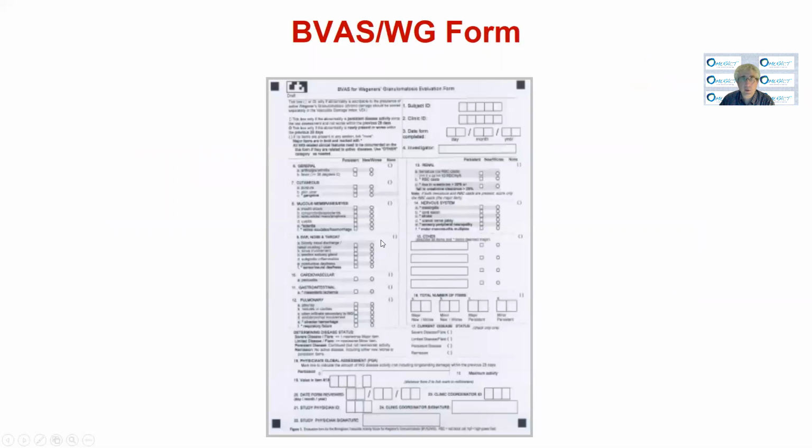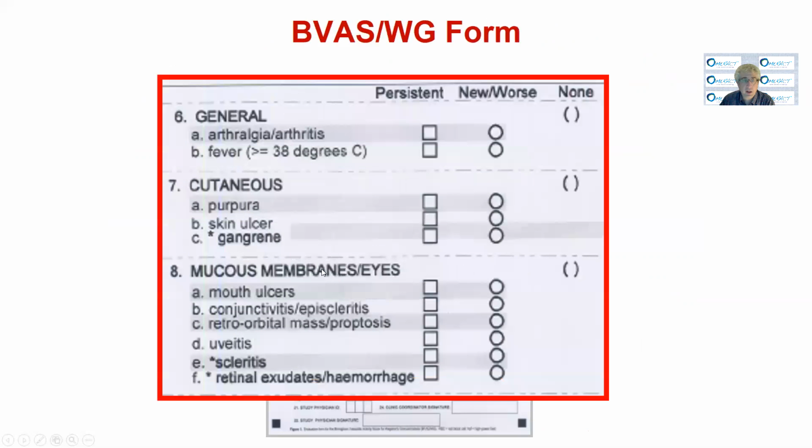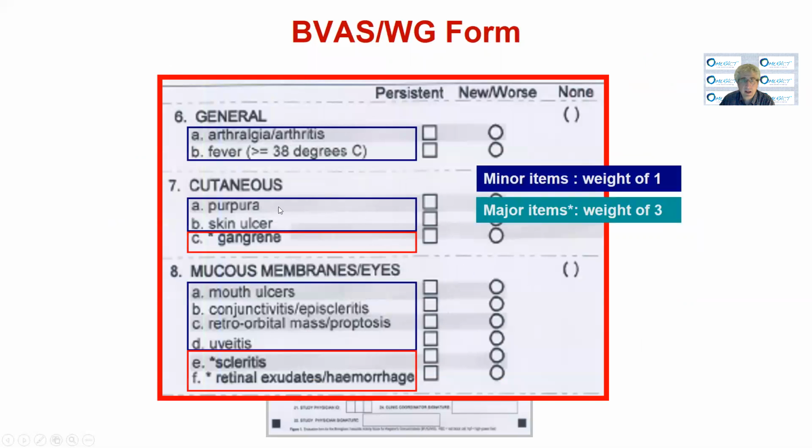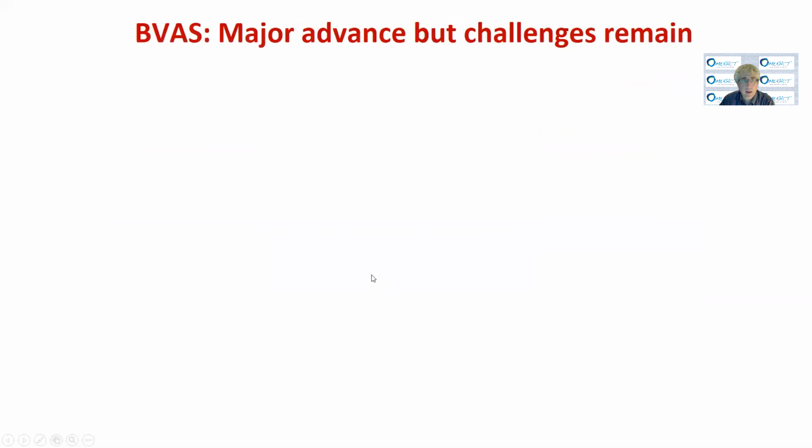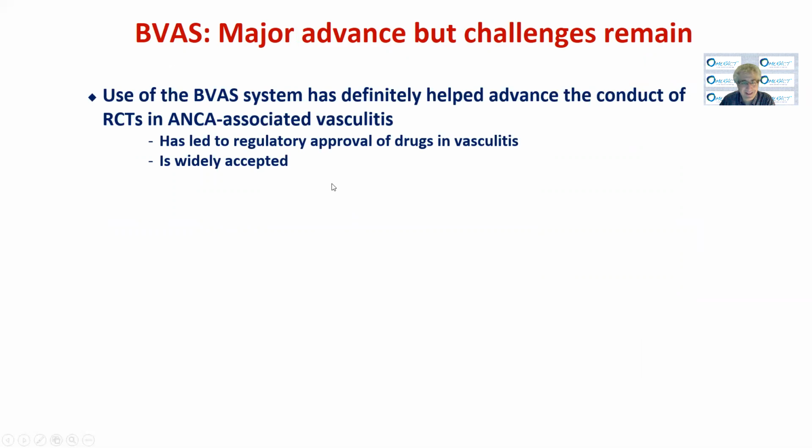This is our major instrument that we've been using, which is called the BVAS in various versions. It's really a checklist of different problems that can happen in vasculitis and whether they're present or not. And what you can see here is you tick individual items, and then those individual items have different weights that add up. This has been a major advance to use BVAS. Absolutely. The use of BVAS has definitely helped advance the conduct of randomized controlled trials in ANCA-associated vasculitis. It has led to regulatory approval of drugs in vasculitis, and it is widely accepted by clinicians and the worldwide vasculitis community and drug companies and regulators.